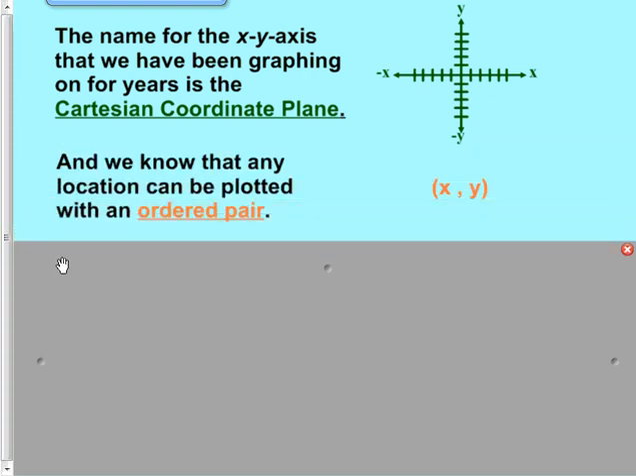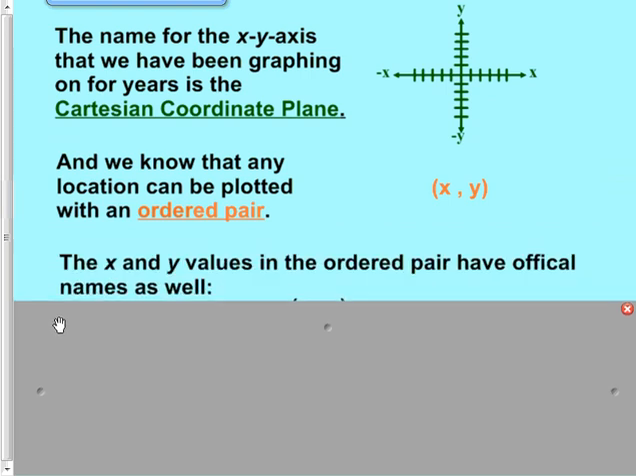Now, a term that we've already discussed this year, any location in the Cartesian coordinate plane can be precisely plotted by the use of what we call an ordered pair. Now, an ordered pair provides two pieces of information. One piece of information tells us how that location lines up with the x-axis, and then another piece of information tells us how that location lines up with the y-axis. And of course, we place those two values inside of parentheses separated by a comma.